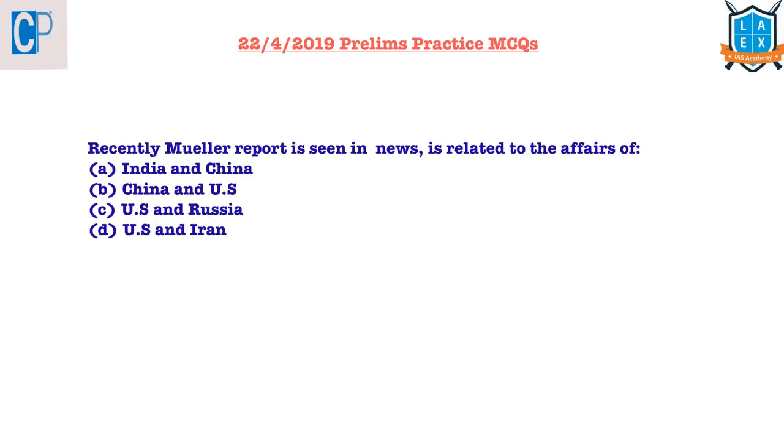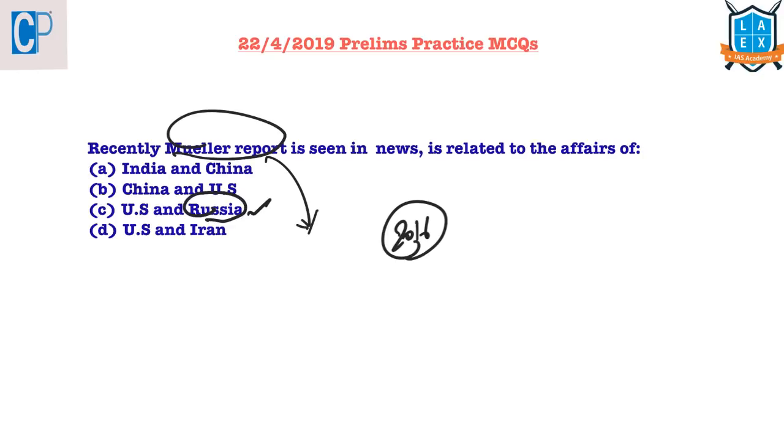Recently, the Mueller report is seen in news. It is related to the affairs of US and Russia. This Mueller report is regarding whether there is any interference of the Russian government in the US 2016 presidential election. So the answer here is C, US and Russia.